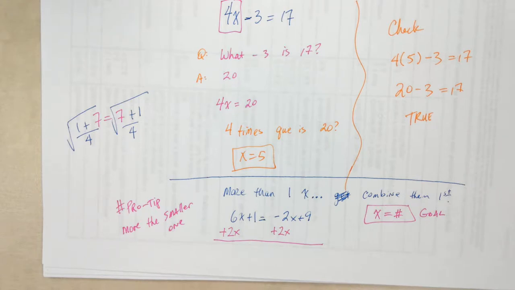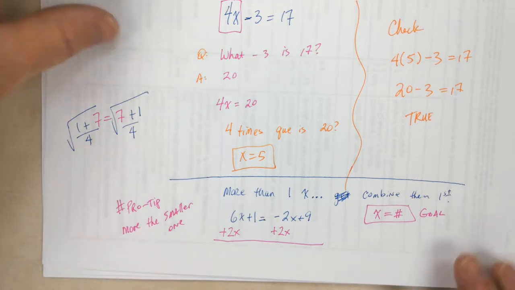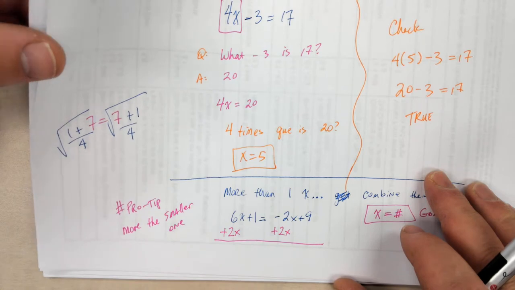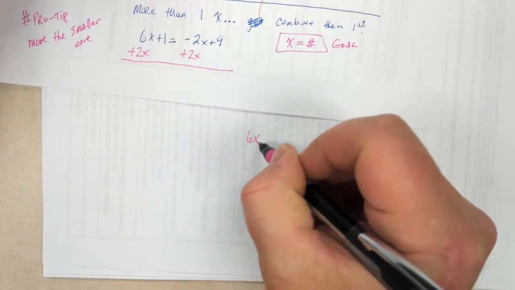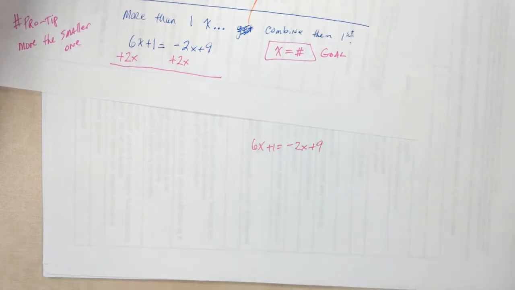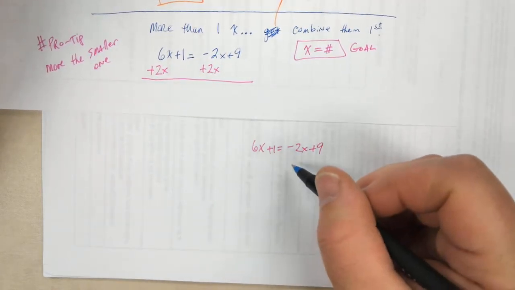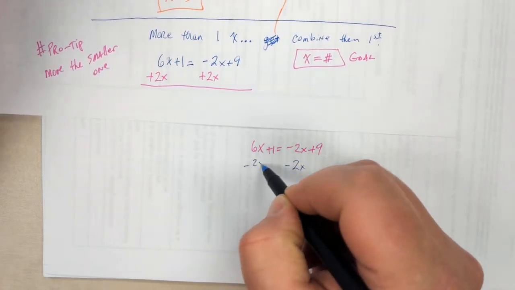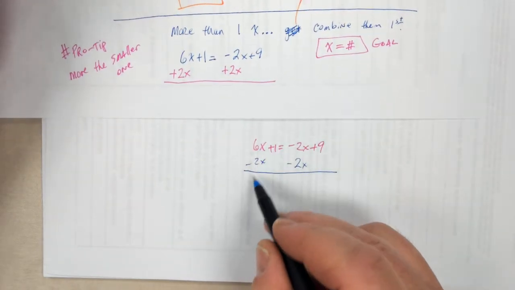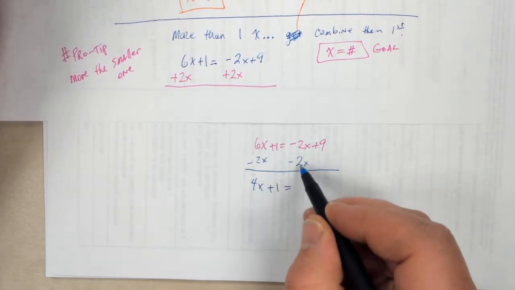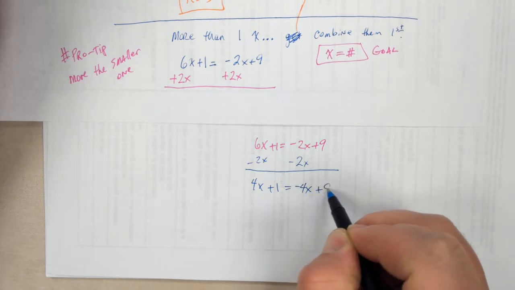Could you also subtract it? You could, but it wouldn't go away. Watch, let me show you. We'll come back to this in just a minute. So let's talk about your question. Your question was, say we had 6x plus 1 equals negative 2x plus 9, right? What if we subtracted it? Well, that would be 4x, because 6 minus 2 is 4, right? Plus 1. That's negative 4x. It didn't go away.